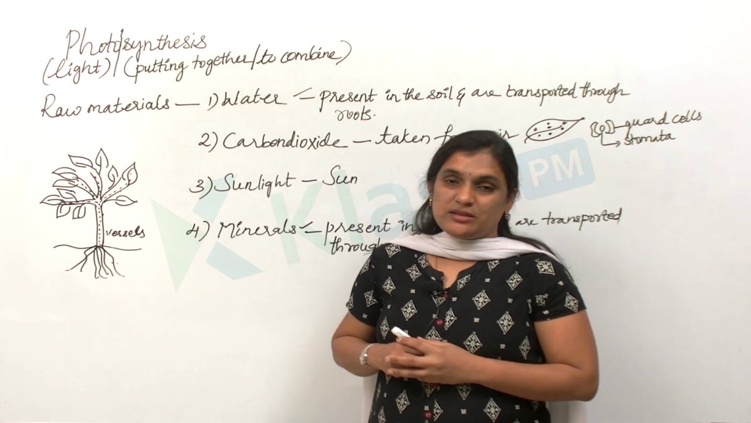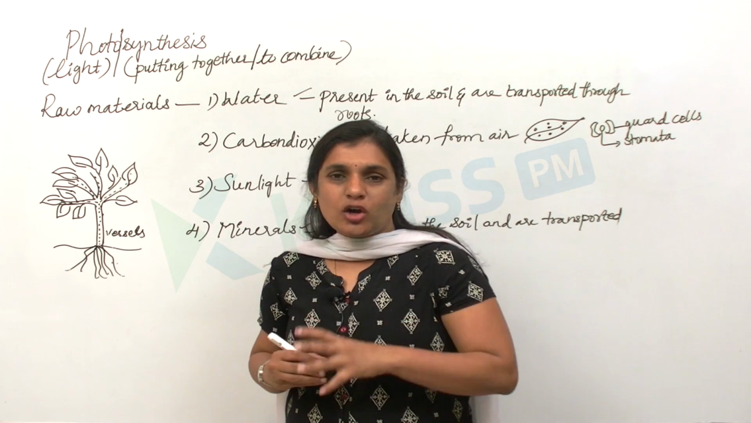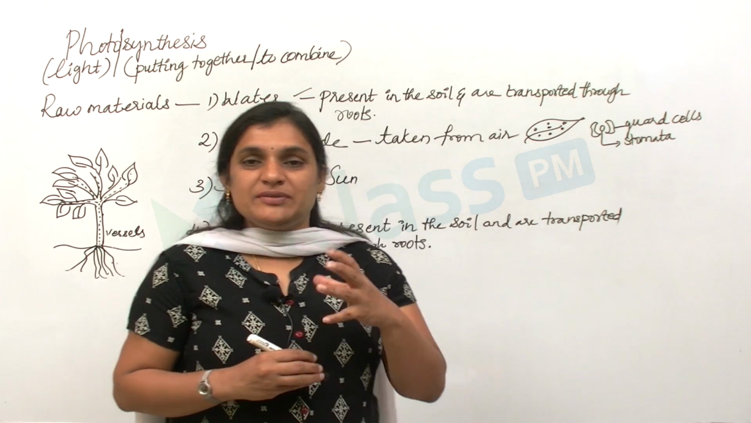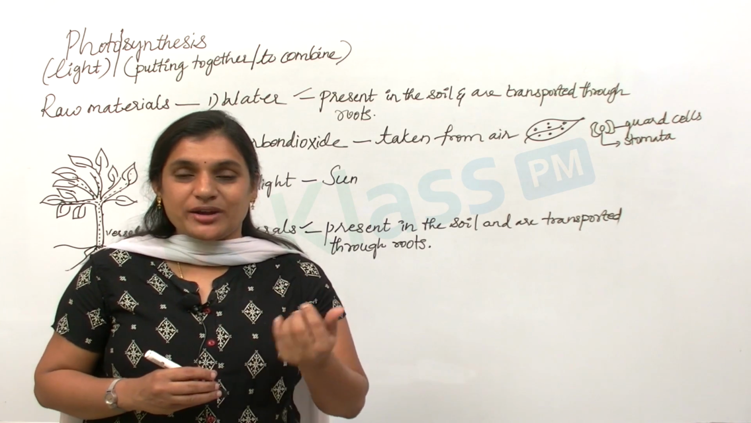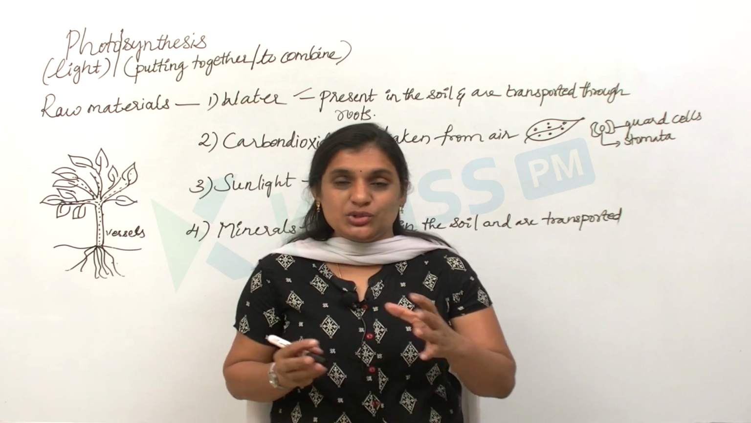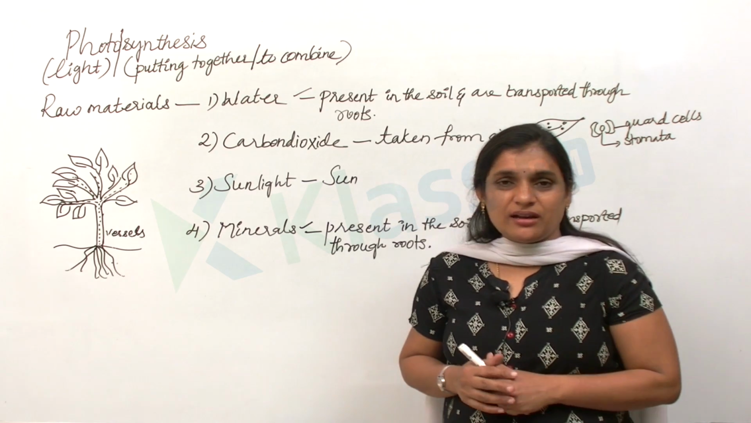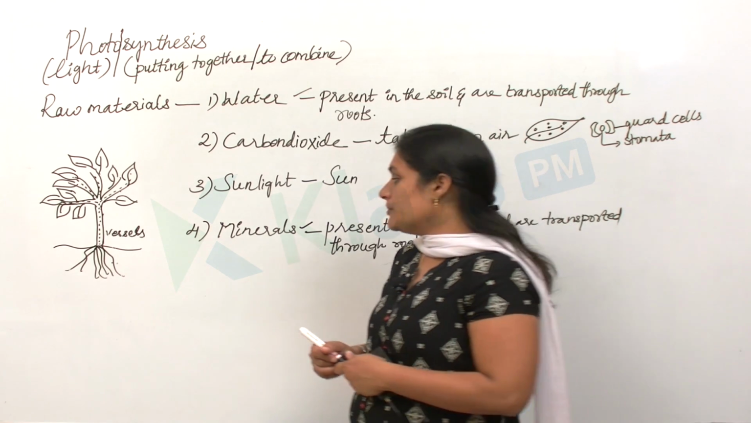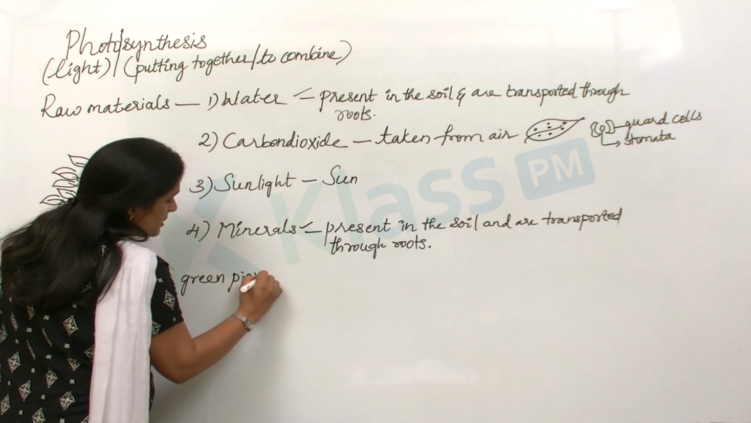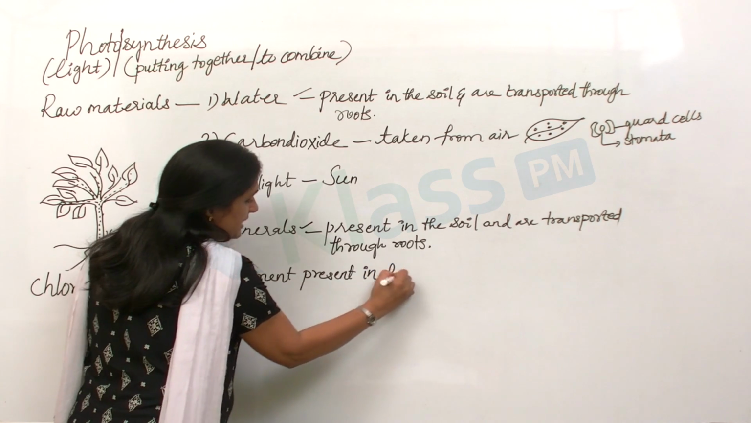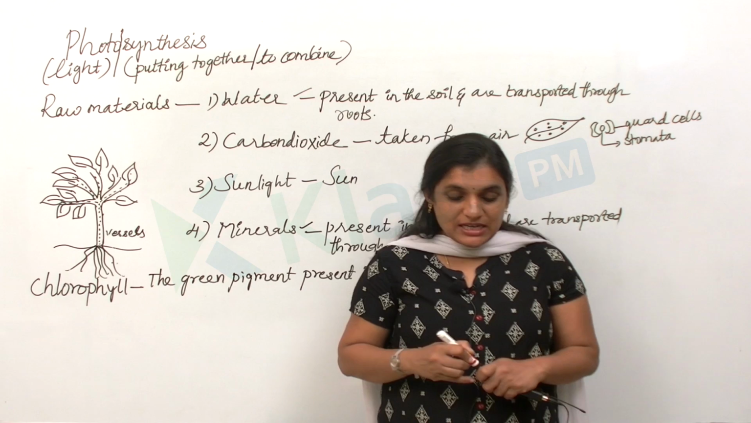So even before they make the food, we know that the leaves are always green in color, right? Only in the autumn season we see that the leaves turn pale, that is light yellow or yellow in color, or they get dried up and fall off. But usually the leaves are green in color. And now why are the leaves green? The leaves are green because they have a pigment called chlorophyll. Chlorophyll is nothing but the green pigment which is present in leaves.